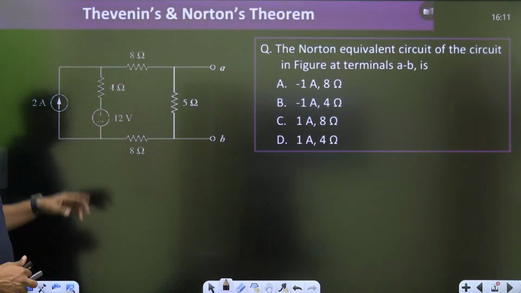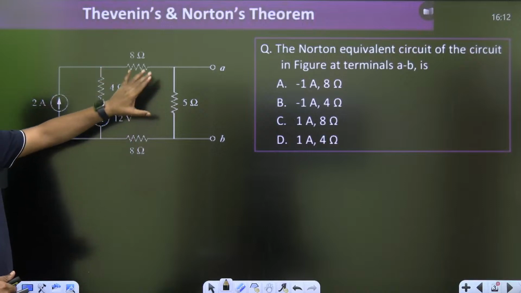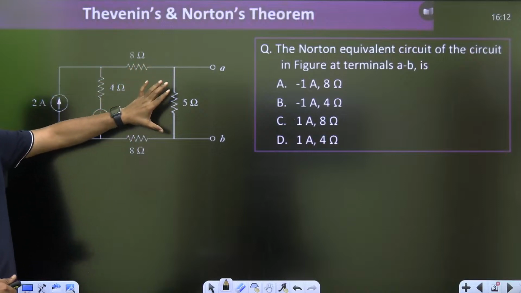Then this is the 2 ampere current source, 4 ohm, 8 ohm, 8 ohm and 5 ohm. You have to find the Norton's equivalent across the 5 ohm.